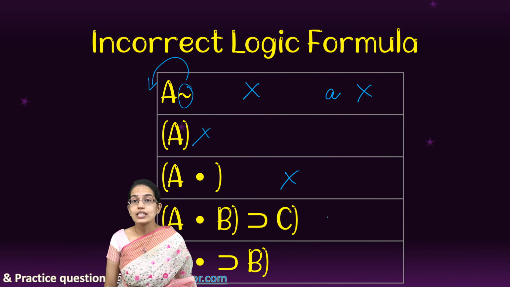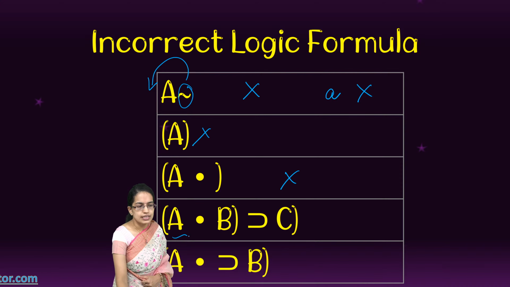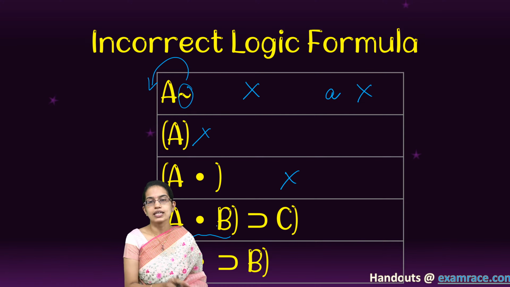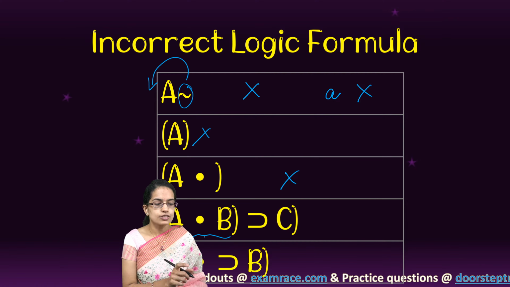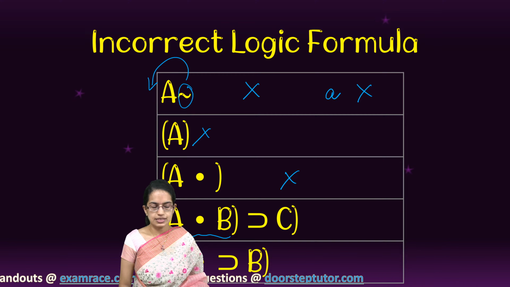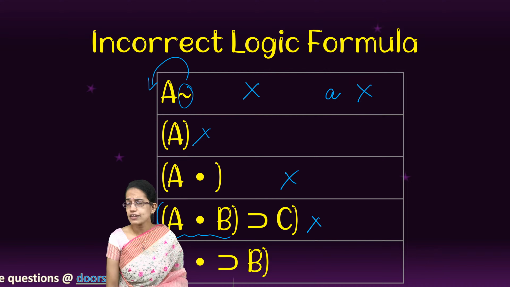The fourth one is incorrect because there is a missing parenthesis. Now the first parenthesis is complete: A and B. Okay, it is rainy and it is cloudy. So that is within the parenthesis. But this whole if-then is not within a parenthesis. So there should be another parenthesis. One bracket is missing here, and therefore it is an incorrect logical formula.